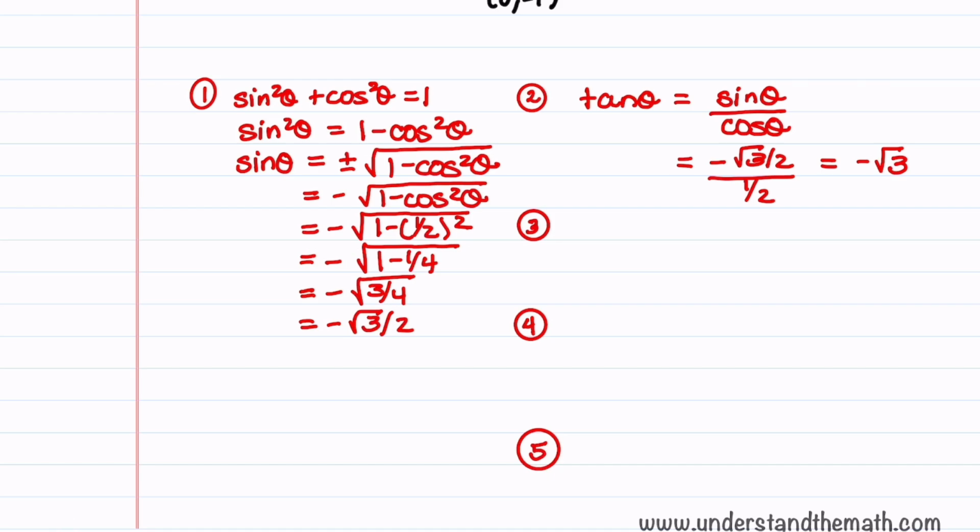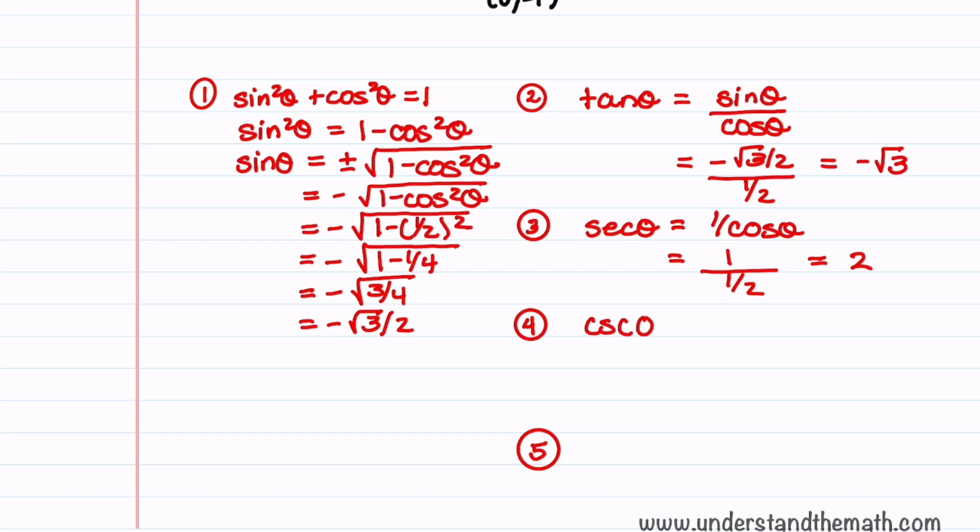We'll use reciprocal identities to find secant theta, cosecant theta, and cotangent theta. Secant theta is equal to 1 divided by cosine theta. This is equal to 1 divided by 1/2, which gives us a value of 2.